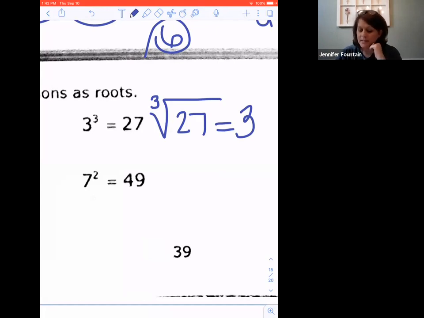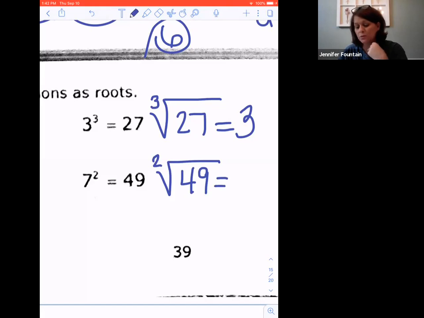My next one is 7 squared equals 49. So 49 goes under the radical. That's the radicand. My exponent of 2 becomes my index. So my square root of 49 is 7, because 7 squared is 49.